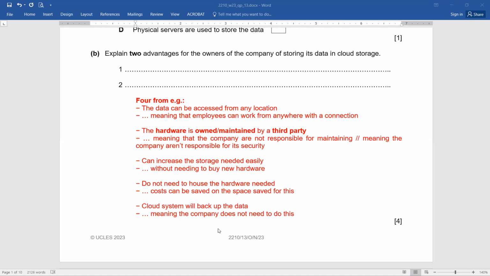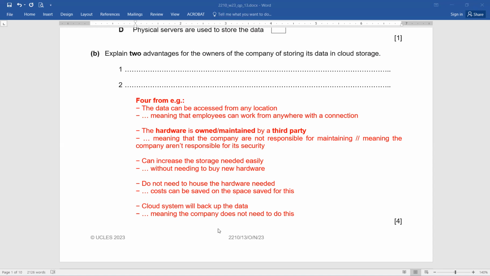Now, the third point which can be taken by the student is that you can increase the storage needed easily without needing to buy new hardware. I mean, you don't have to buy new hardware. You only have to pay for a certain amount, and the amount that is reserved for you to be used as storage will be increased. You do not need to house the hardware, and in this manner, the cost can be saved on the space that is needed to keep the hardware.